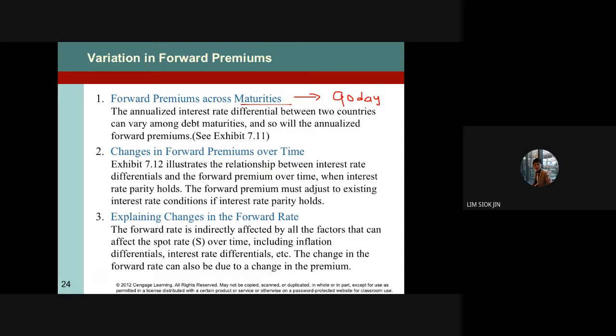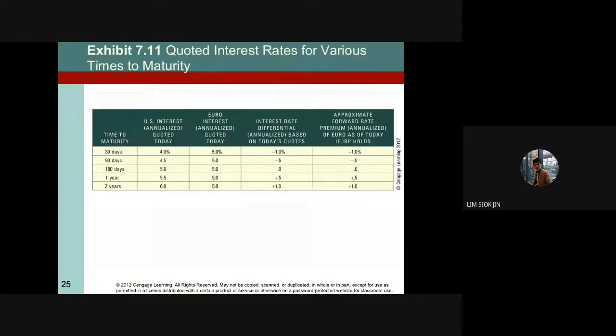And the changes of the forward rate can be affected by all factors, including those that affect the spot rate, including inflation and interest rate. So forward rates are not only determined by maturities, they also change over time. Their change can be explained by many factors. All right, so if you can see here, this is the example of interest rates for various times of maturity plus the forward rate.